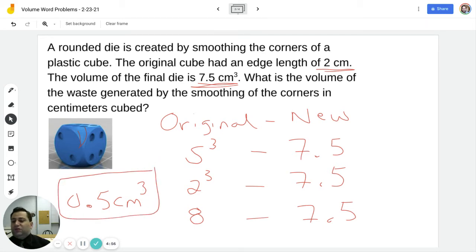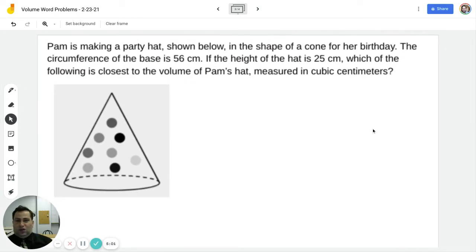Okay, let's take a look at the next one. In number 3, we have Pam is making a party hat, shown below, in the shape of a cone for her birthday. The circumference of the base is 56 centimeters. If the height of the hat is 25 centimeters, which of the following is closest to the volume of Pam's hat, measured in cubic centimeters?